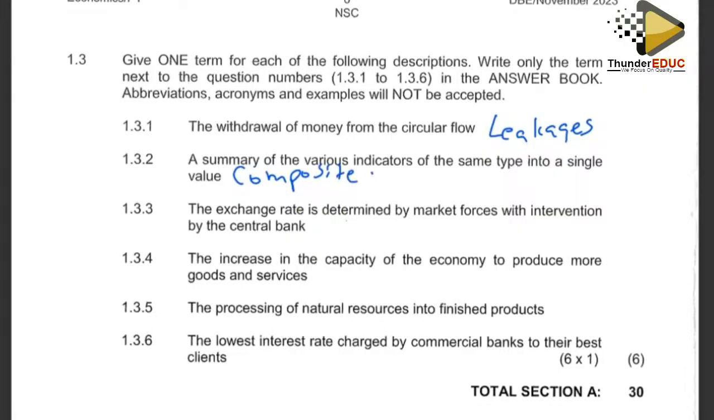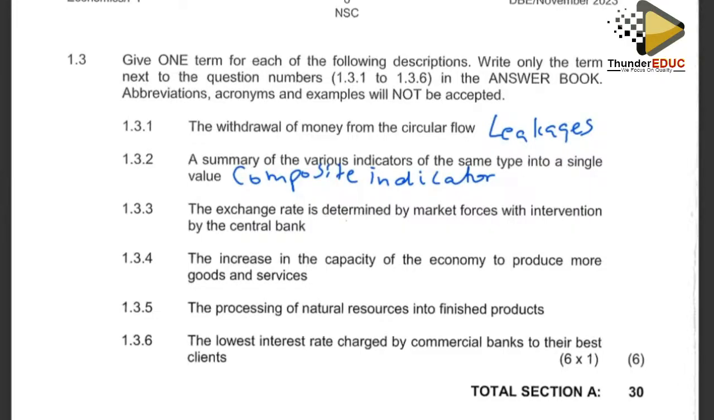Great thoughts. So now make sure that whenever you are dealing with this set of questions, you do understand the content or the context of economics. Okay, right. So now moving on to 1.1.3, it reads as follows. The exchange rate is determined by market forces with intervention by the central bank.